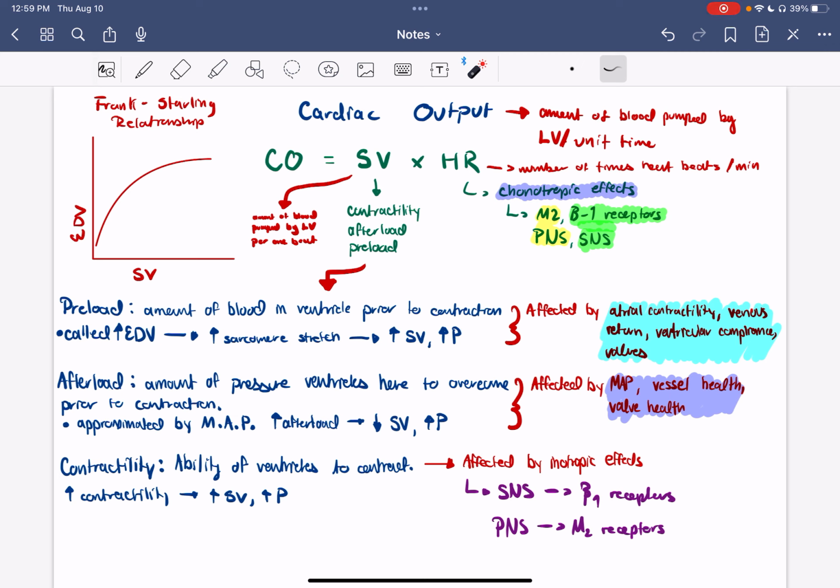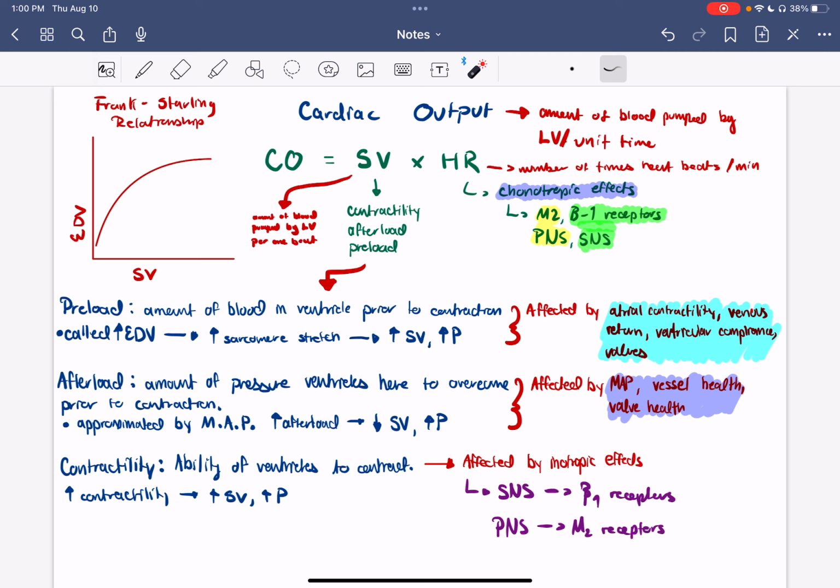Afterload is affected by three main things. Mean arterial pressure, which makes sense. We already talked about how afterload is essentially approximated by this variable. Vessel health and valve health. We'll talk about vessel health first. If you have atherosclerosis of the aorta, the aortic lumen essentially narrows, okay? So you have to push the blood into a smaller amount of space, and that smaller amount of space means more pressure. So essentially, you have to push the blood into a greater amount of pressure. That would result in afterload increasing and the stroke volume decreasing.